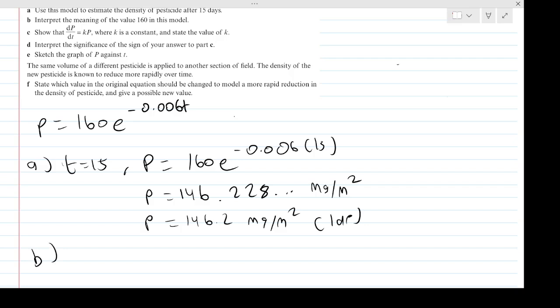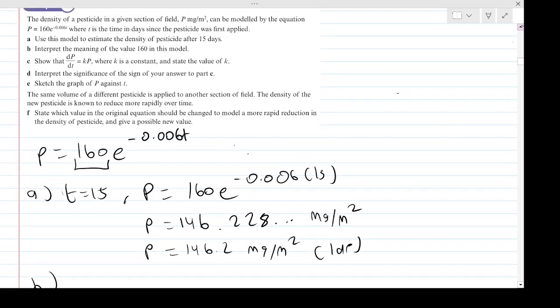Part A was just substitution. Then part B asks me to interpret the value of 160 in the model. Remember my equation is 160e to the negative 0.006t. This 160, what does that mean? What is its significance in relation to what's going on here?